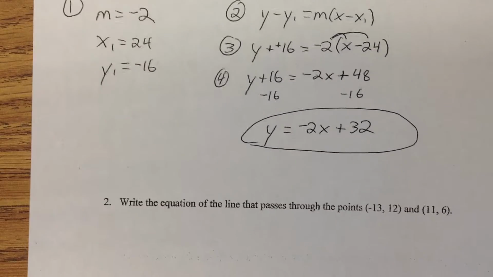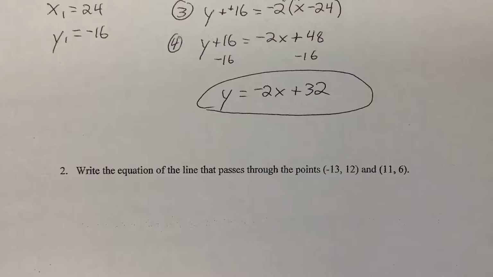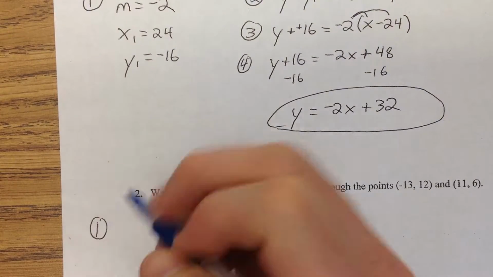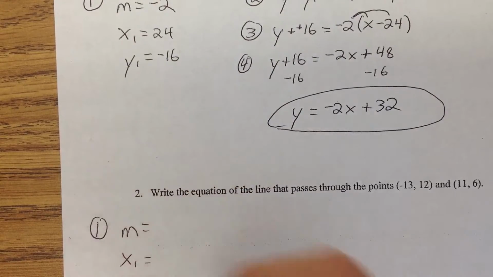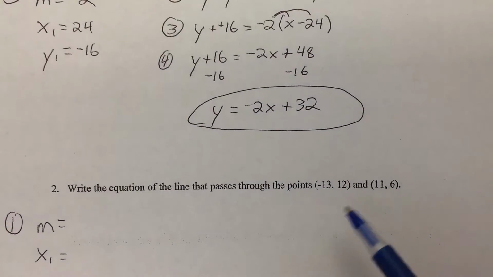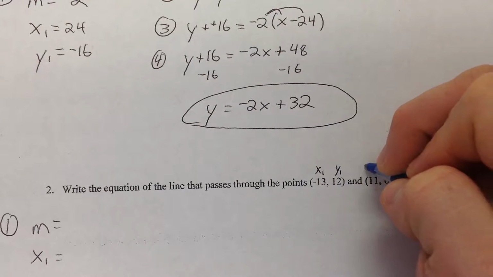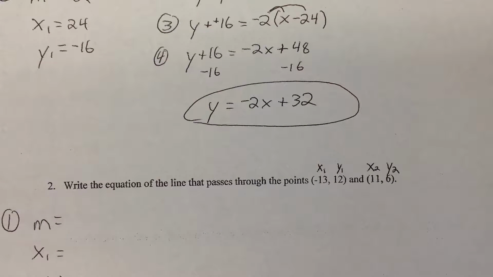Alright, let's take a look at number 2. Write the equation of the line that passes through the points negative 13, 12 and 11, 6. So again, we need an m, we need an x1, we need a y1. Now, does it matter which of these points I use? No, it doesn't, so I'll just do it in order. There's x1, there's y1, there's x2, there's y2. Again, it doesn't matter. I could have flipped those around. It's up to you what you want to do.